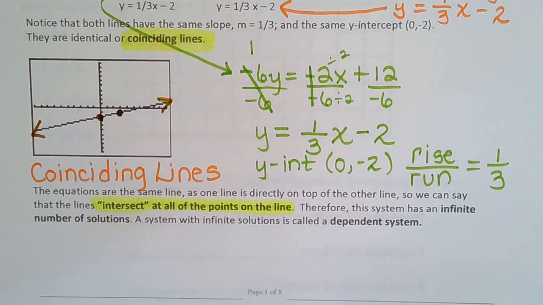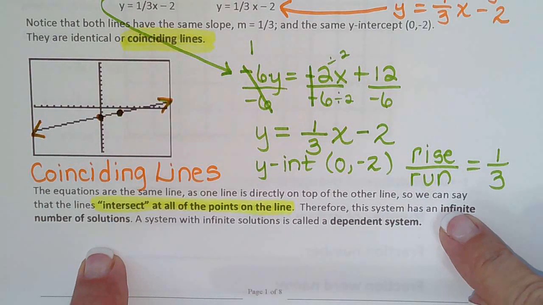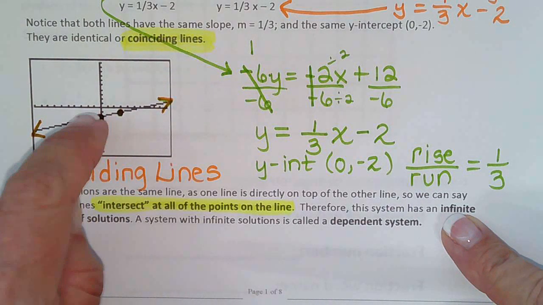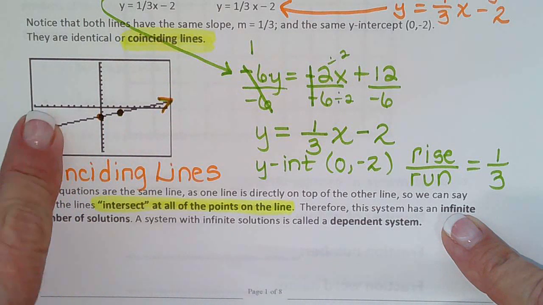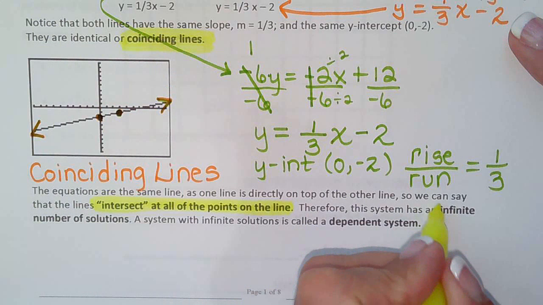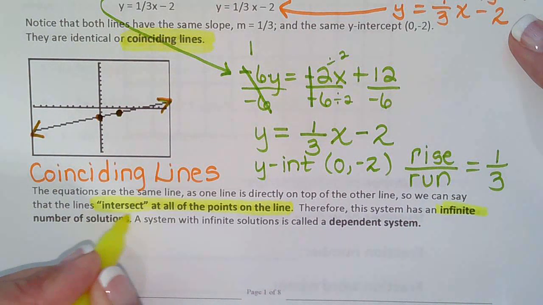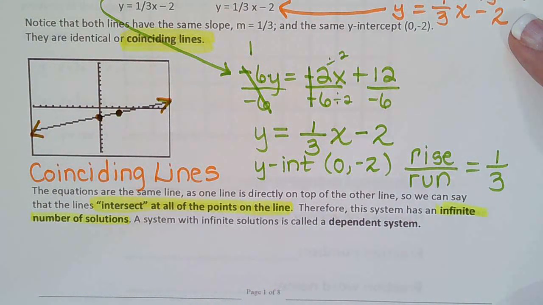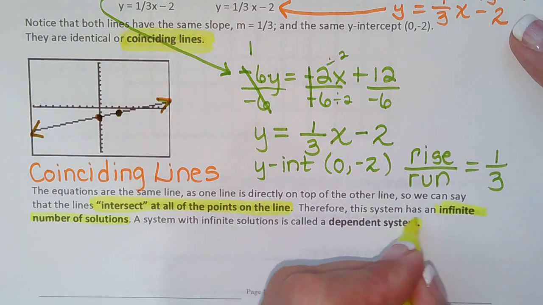Lines go on forever in both directions. So wouldn't you say they have an infinite number of solutions? So every single point on that line is a solution, plus the lines go on forever. So coinciding lines have an infinite number of solutions. And we call this a dependent system.